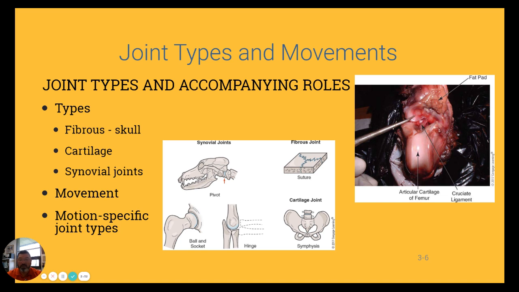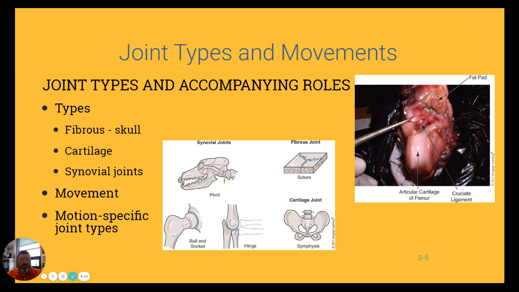For example, your fibrous joint on the top right-hand side is how your skull is knitted together. And of course, that's not meant to move very much. Whereas your ball and socket joint down here on the bottom left has a great deal of movement and freedom within that particular joint of a healthy animal or human.